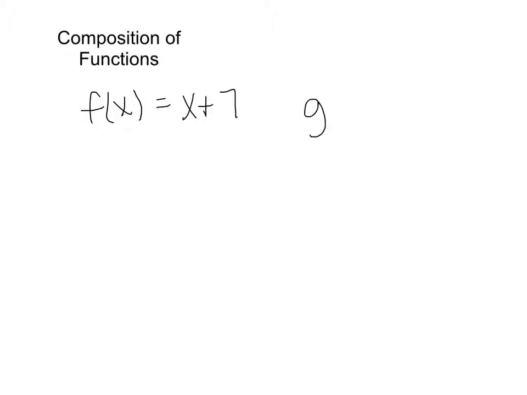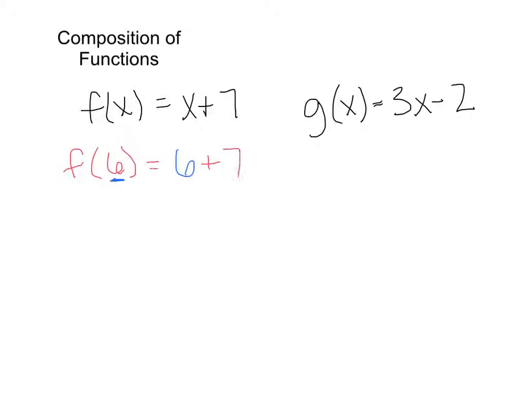And let's take g of x, and g of x equals 3x minus 2. So just to remember what function evaluation is, let's use these two. Let's find f of 6. Now, remember, this means that we are replacing the x in the f function with a 6. So that means we're going to end up with 6 plus 7. We do our basic evaluation and we say that f of 6 equals 13.